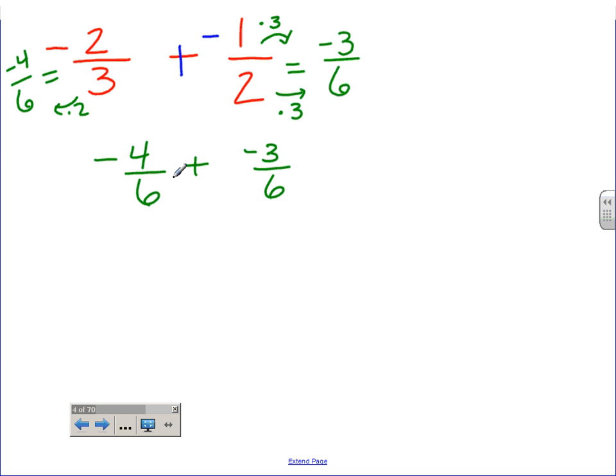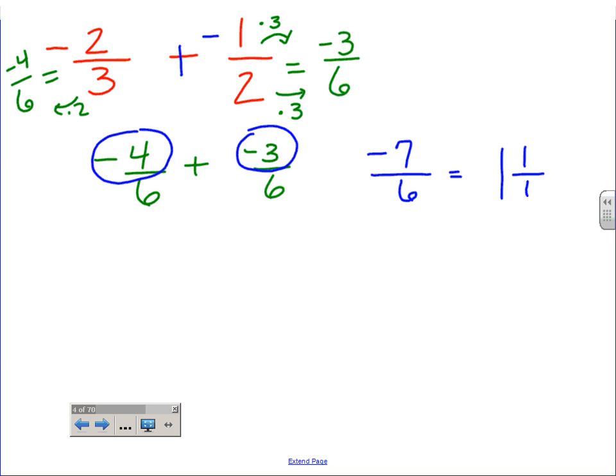All right, now that I have common denominators, I can add the numerators. So I'll circle my numerators, and I'm going to add negative 4 plus negative 3, which is negative 7. Denominator stays the same, and that is 6. Okay, my last step is to change it to a mixed number. So I'm going to see how many times 6 goes into 7, which is once. There's 1 left over, so it is 1 and 1/6. And then it's a negative fraction. So my answer is negative 1 and 1/6.